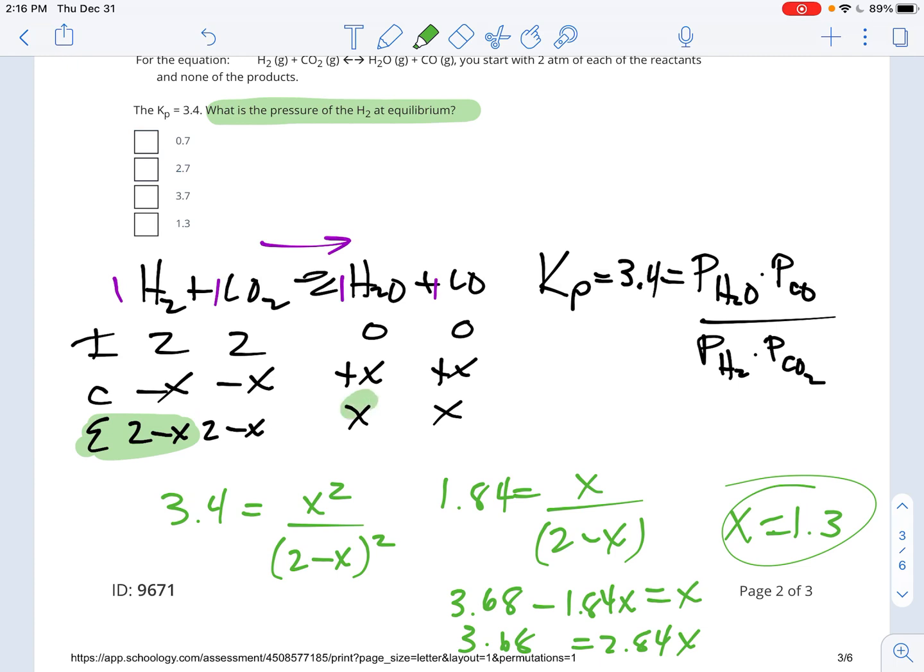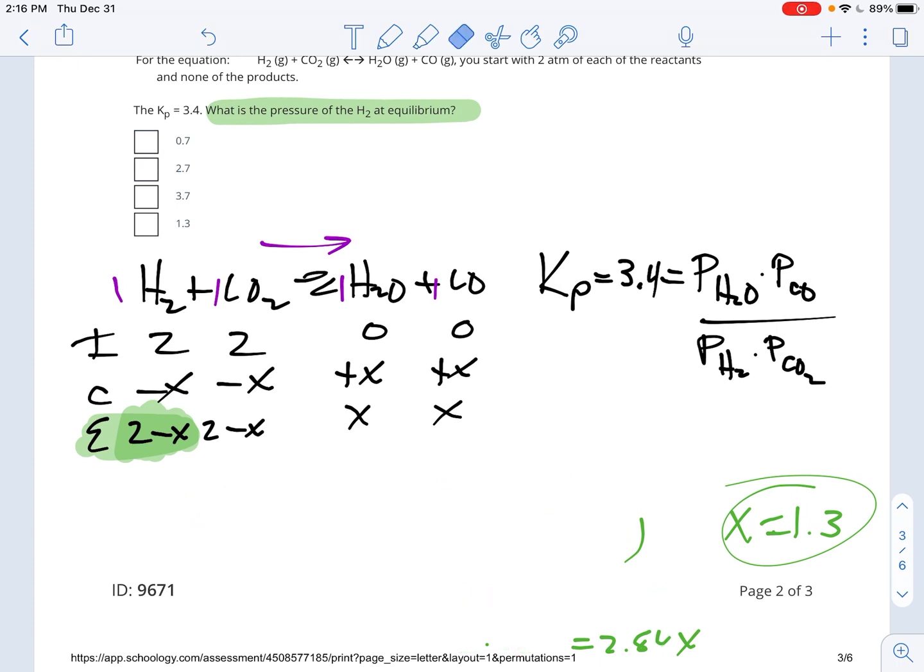Now, if I'd asked you for this, 1.3 would be the answer. If I ask you for this, 1.3 would be the answer. But I'm not. I'm asking you for this guy over here. So x is actually not the answer. It's got to be 2 minus x because of the way that we set this up. So it's going to be 2 minus 1.3, or it's going to be 0.7 as your answer. That's there.